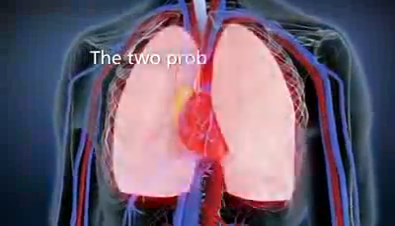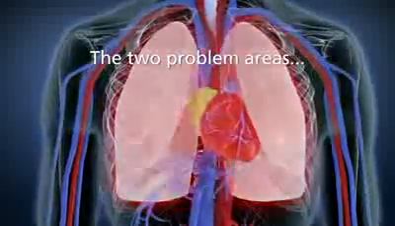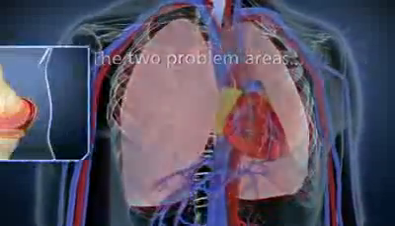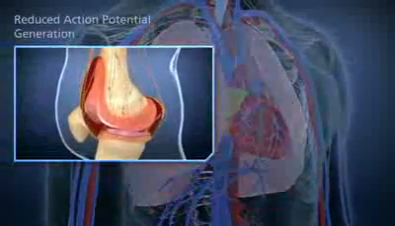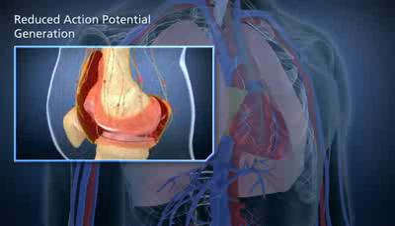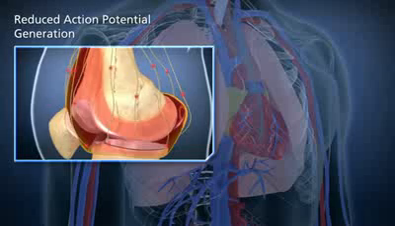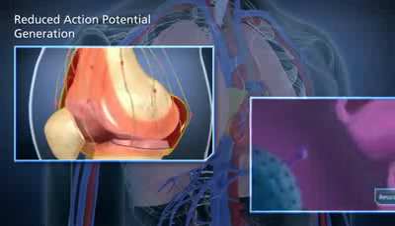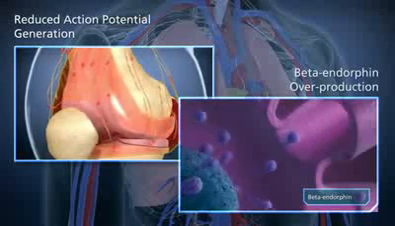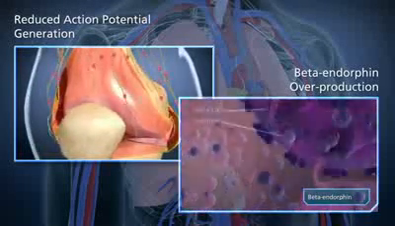Now, at this stage, it is important to highlight the two problem areas described, and they are, firstly, the slowing down of healing and repair as a result of the reduction in the generation of action potentials at the site of inflammation, and secondly, the simultaneous overproduction of beta-endorphin with all its associated harmful effects.